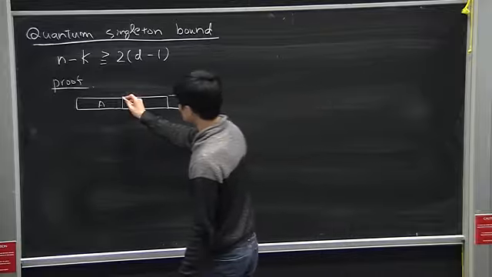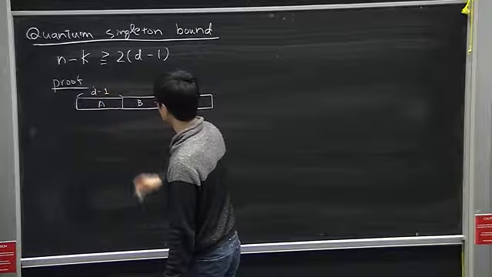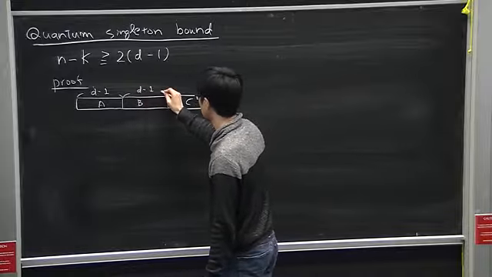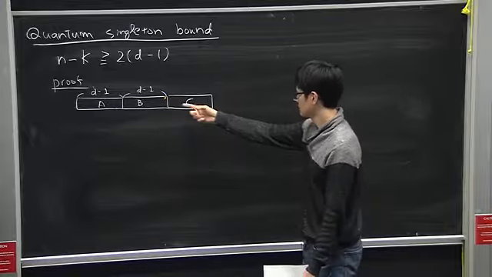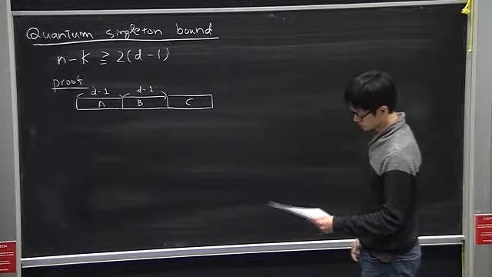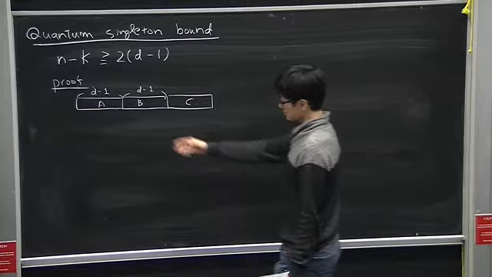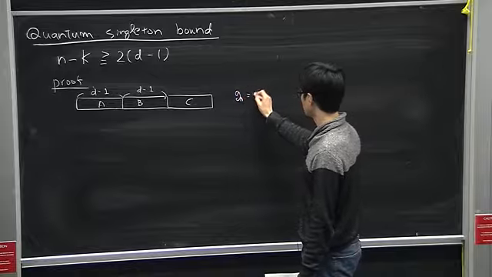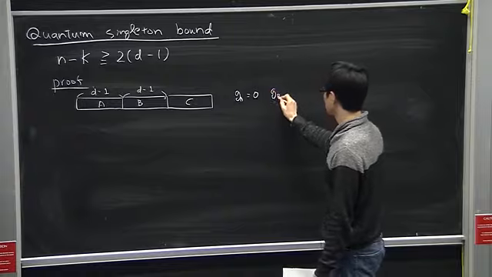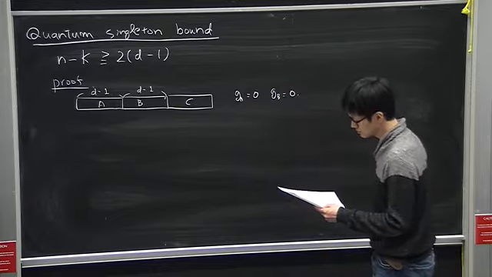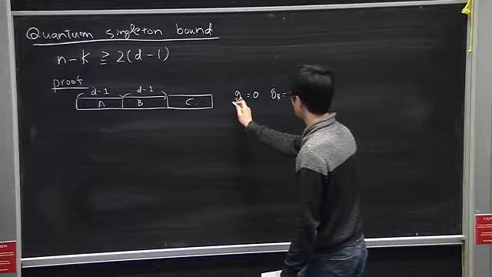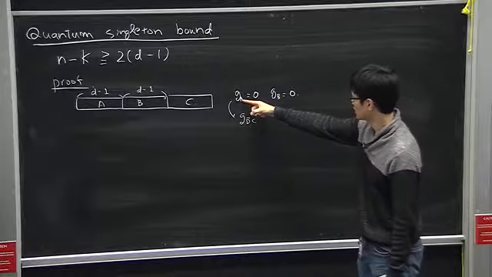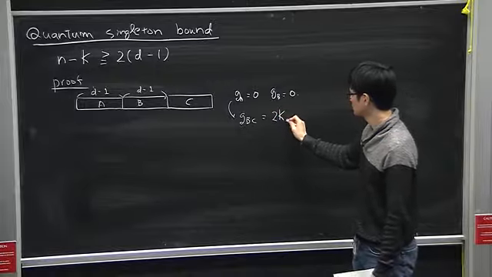Now, we're going to take A to be a region containing d minus 1 qubits, and then B, d minus 1 qubits. Then here is the rest of the system. Now, A is smaller than B, B is smaller than small d. Therefore, Z_A is equal to 0, Z_B is equal to 0. But this means that Z_BC, which is the complement of A, must contain all the logical operators.